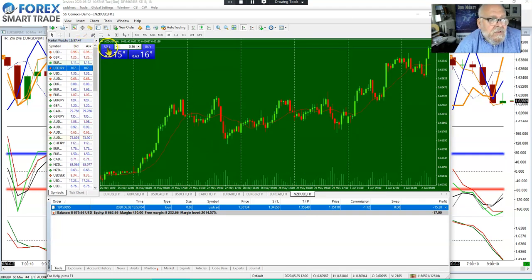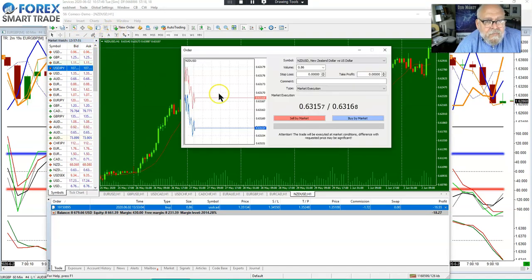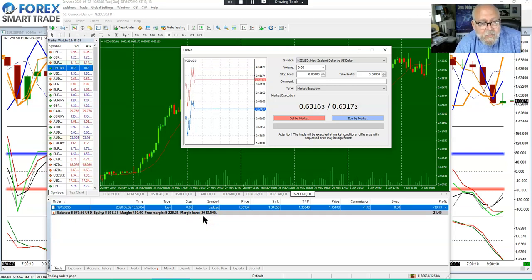And I am going to click New Order. My lot size is going to be the same. I can have 2 open trades at this 0.86 and keep this margin level here. It's at 2,000 now. I want to keep this above 1,000. So with 2 open trades at 0.86, I can do that. So I am going to click Sell by the Market.